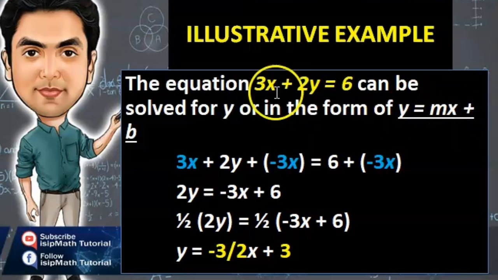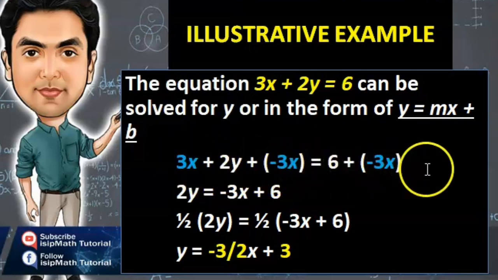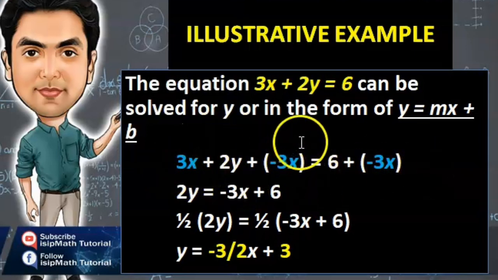So, what we're going to do is, we will add both sides by negative 3x. Kasi this is positive 3x. Okay, so, magiging ganito. 3x plus 2y plus negative 3x. Ang tawag natin dito is property of equality. Then, equal to 6 plus negative 3x. So, ang mangyayari dito, si positive 3x at saka si negative 3x, ma-eliminate po natin. So, ang maiwan dito is 2y. Then sa kabila, equal to negative 3x plus 6.